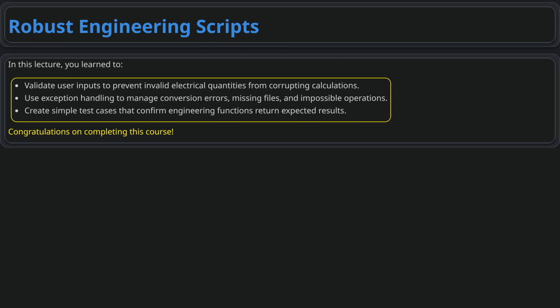In this lecture, you learn to validate user inputs to prevent invalid electrical quantities from corrupting calculations, use exception handling to manage conversion errors, missing files, and impossible operations, and create simple test cases that confirm engineering functions return expected results. Congratulations on completing this course.